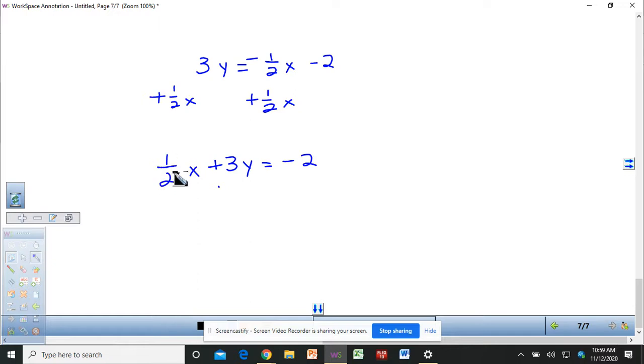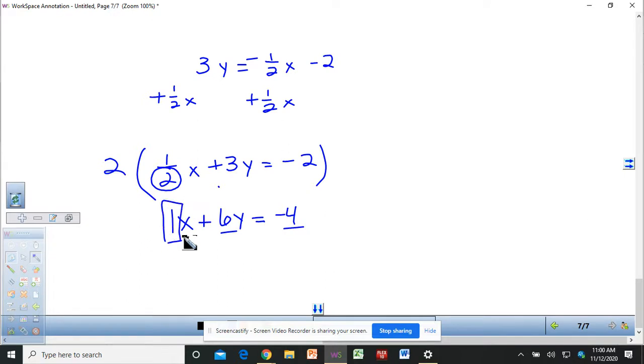Now, I got to get rid of this fraction because A, B, and C are not all whole numbers. So to do this, you're going to multiply the whole thing by the number on the bottom. So see how it's a 2? I'm going to multiply this whole thing by 2. And when I do that, I get 1x plus 6y equals negative 4. So now A, B, and C are all whole numbers, and A is now positive.